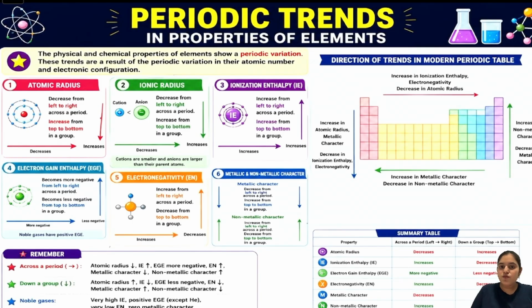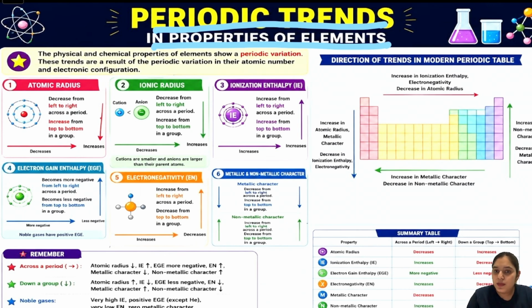Now let's discuss one of the most important topics in the periodic table, that is periodic trends in properties of elements. The physical and chemical properties of elements do not change randomly. They show a regular or periodic variation because of the periodic change in atomic number and electronic configuration. Let's study each trend one by one.